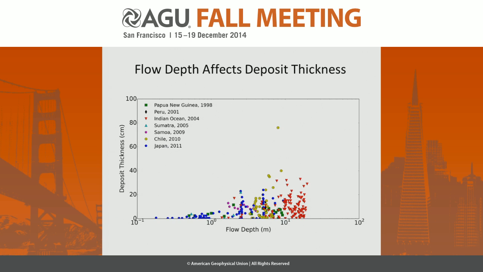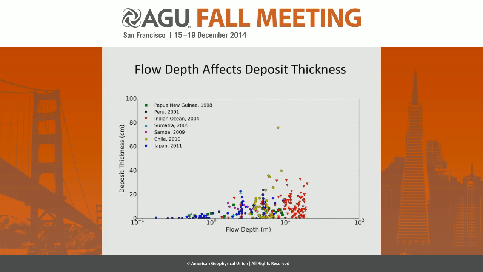And now I want to take a look at how that theoretical relationship compares to what we see in our field data. So for this figure, we have flow depth in meters on the x-axis on a log scale, and deposit thickness on a linear scale on the y-axis. And as you can see, there's a good deal of variability in the data. For example, for a 2-meter flow depth or a 15-meter flow depth, you could form a 1 centimeter deposit or a 20 centimeter deposit.